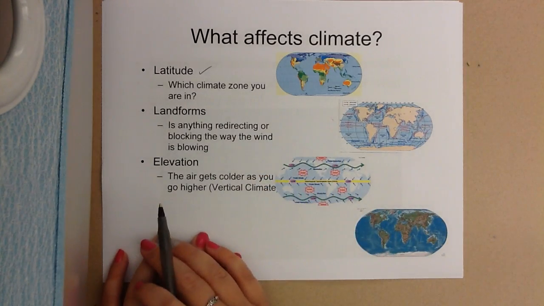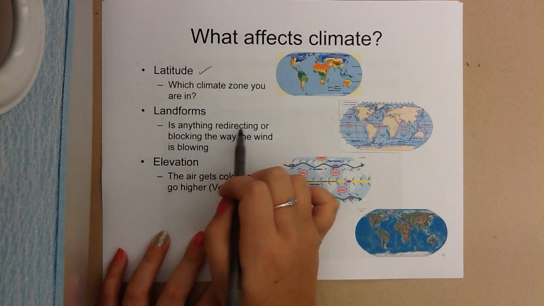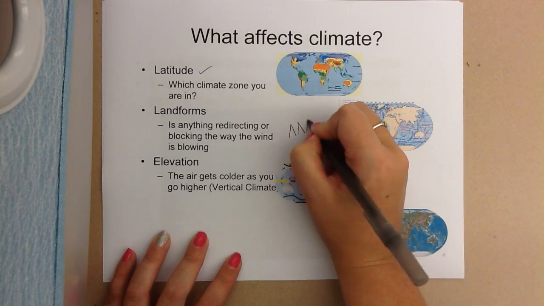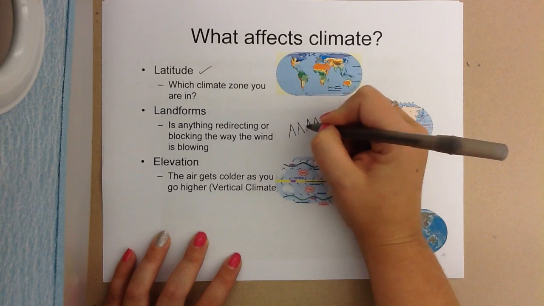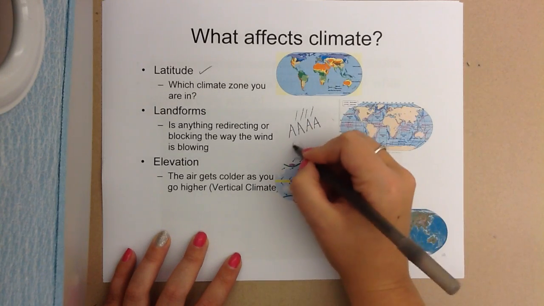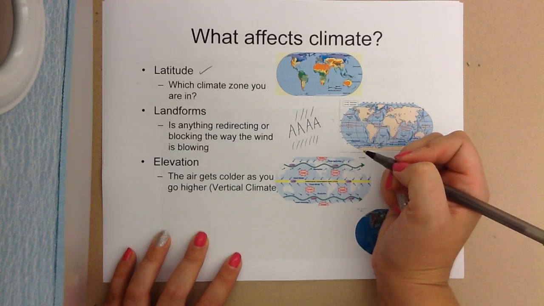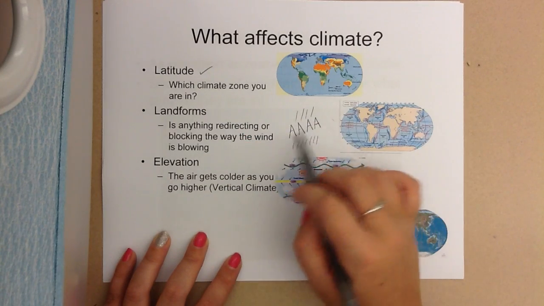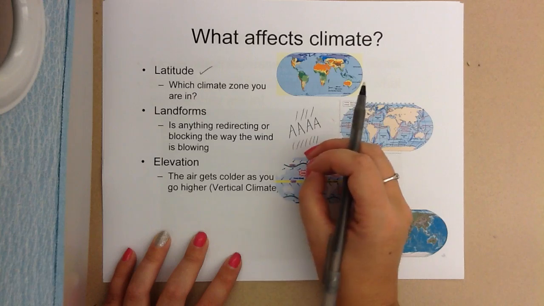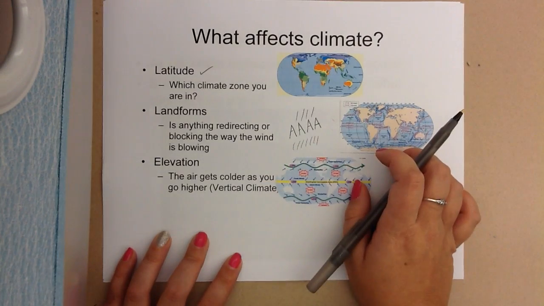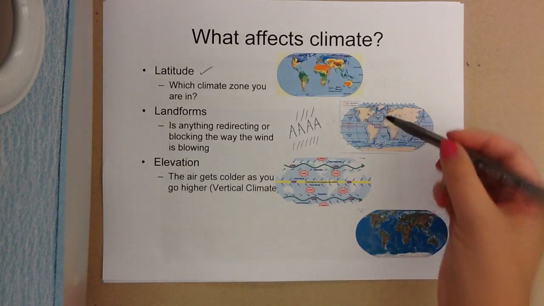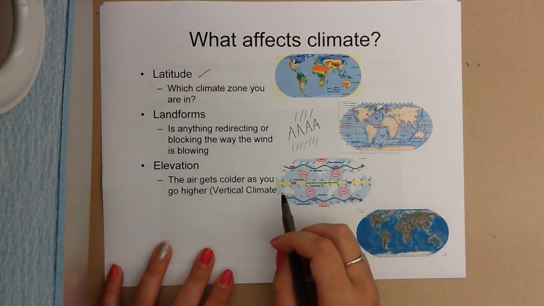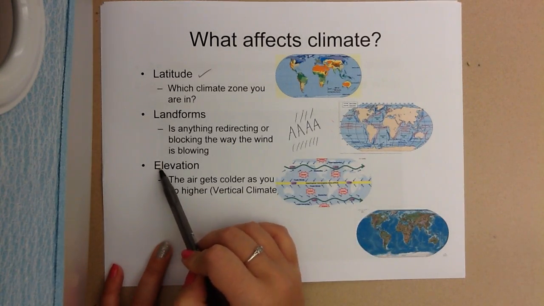A couple of other things that impact climate are landforms. Is there anything blocking or redirecting the wind? So we're going to see that in some cases where mountains are, like this, it blocks wind and rain, and the area back here becomes arid, even if it's not in an arid zone on latitude, because the mountains are blocking all the rain, and it can't fall, so that area becomes dry. We're going to see that when we talk about the Andes Mountains in South America. The area behind the Andes is a desert because the rain can't get to the ground. The mountains block it.